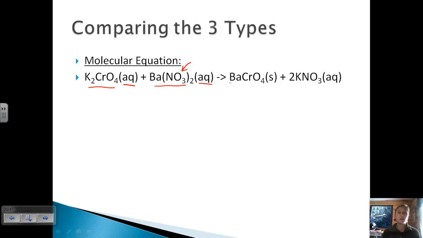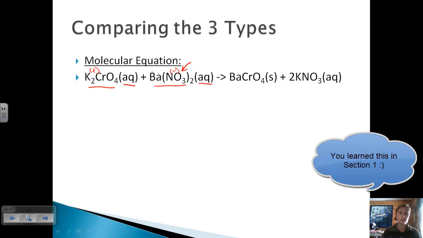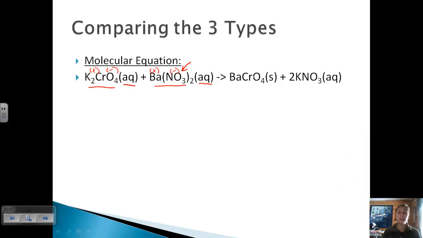Okay, and then we switch the partners on both of these. So we have our positive potassium. We put it with our negative nitrate, and then we also put our positive barium with the negative chromate. And so we form two products. So barium chromate, if we look at our solubility rules, ends up being a solid or insoluble. And then remember, anything with nitrate is aqueous, so we have our potassium nitrate. So this is the regular type of equation. We've got our products. We've put all the physical states, and we've also balanced everything. Okay, so this is nothing new.